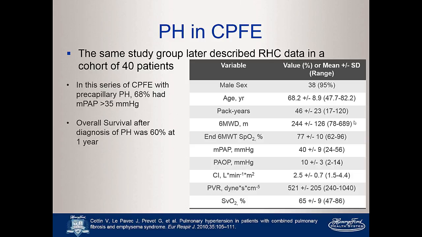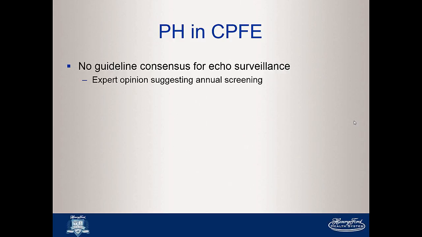The overall survival for these patients with PH was about 60% at 1 year, so 40% mortality in the first year is quite significant. The things that predicted death in these patients were low cardiac index and high PVR. So just again points to the importance of PH concomitant in these diseases. The deaths were mostly due to hypoxemia.